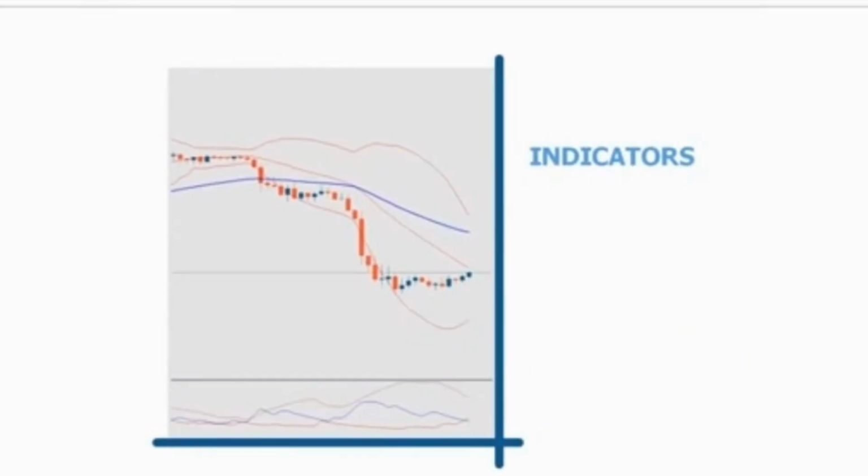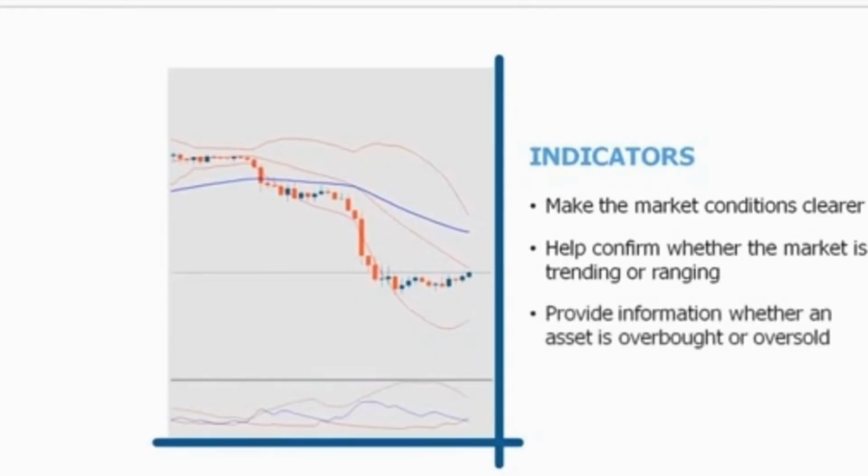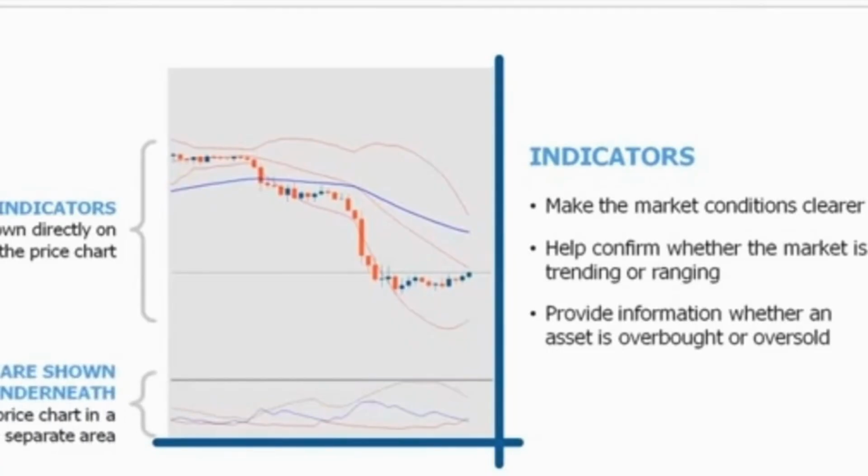Indicators are tools that help you make the market conditions clearer. They can confirm whether a market is trending or ranging, or whether an asset is overbought or oversold, and therefore signal that a reversal may be due. Some indicators are shown directly on the price chart, whereas others are shown underneath the chart in a separate area.